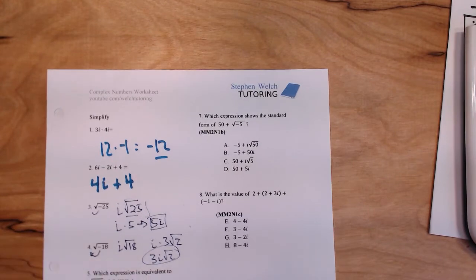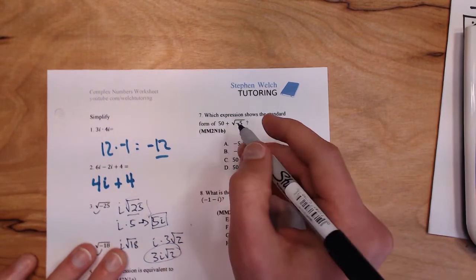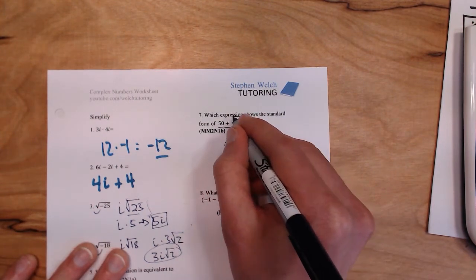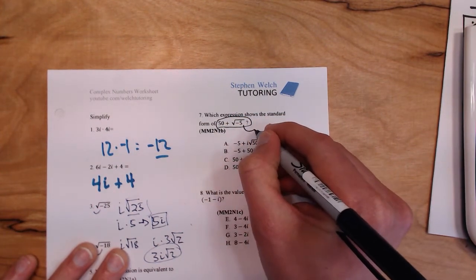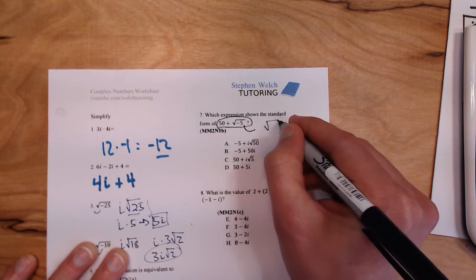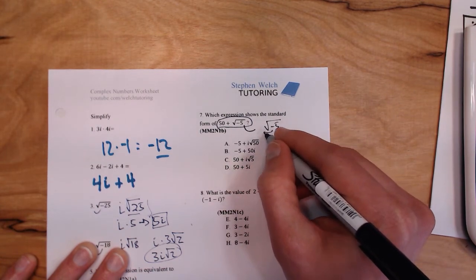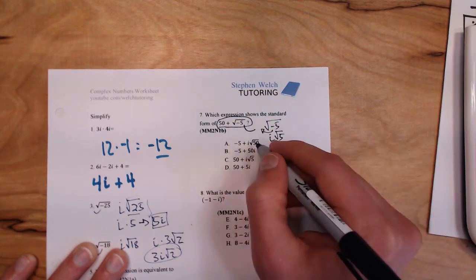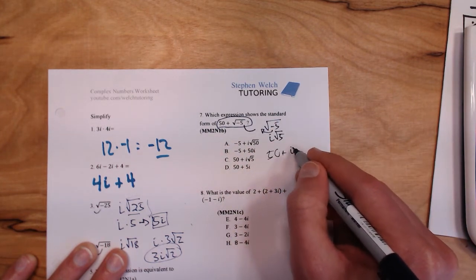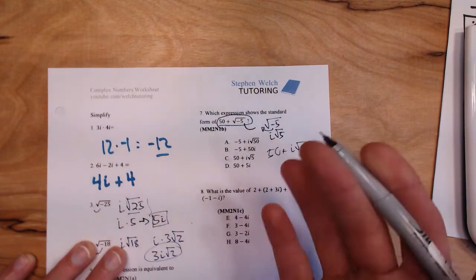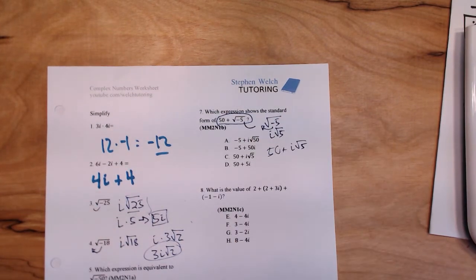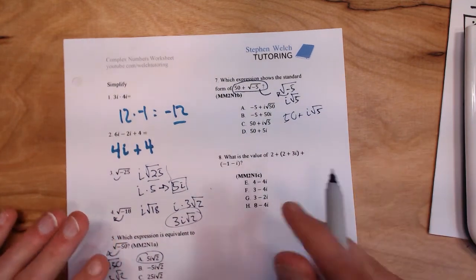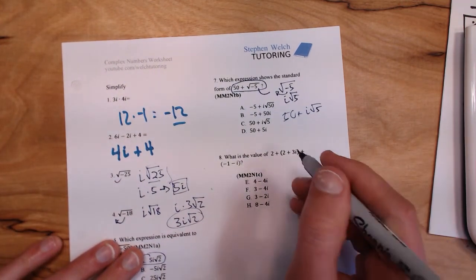Not too crazy. Our next problem asks for the standard form of 50 plus root -5. This one's not too bad, actually. All we're going to do is pull out the minus from the root 5, and it becomes an i, so I have i root 5. So it's really just 50 plus i root 5. Our 50 we can't do anything with because that's our real part. The real part and the imaginary part can't really play together. They have to stay separate, and that's what we see happening. So our answer is C.